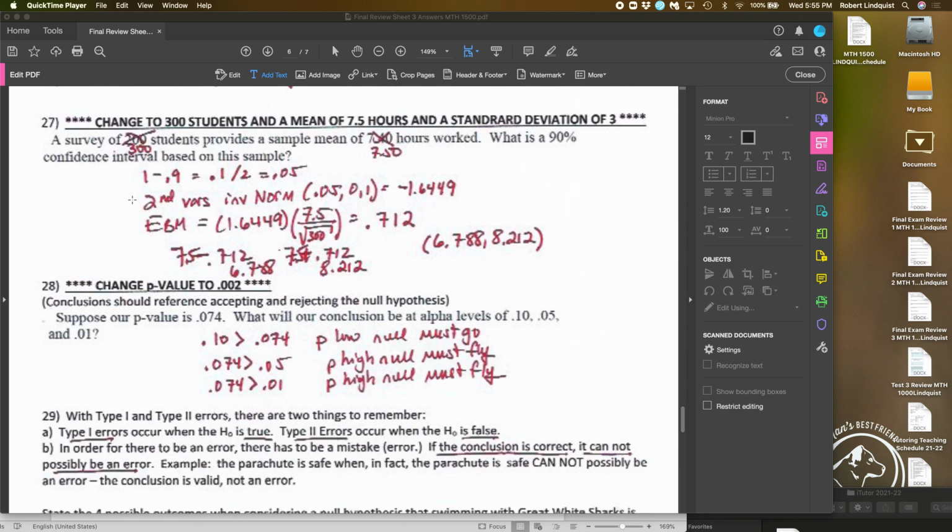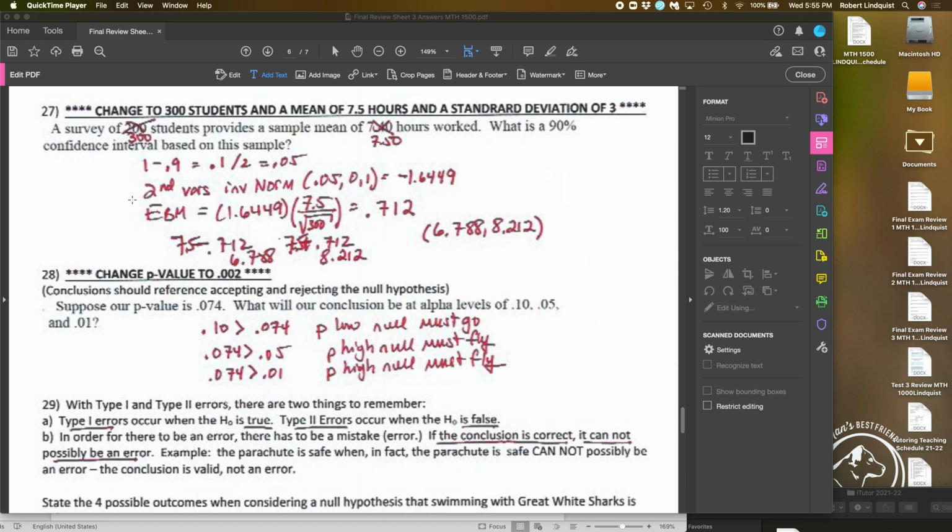Number 27. For this problem, we're going to change to 300 students and 7.5 hours worked instead of 7.4. Standard deviation is 3. To do this, the first thing we have to do, when we look for the confidence interval, is figure out, okay, if we have a confidence interval of 90, I want to find what part of the graph is not shaded. By that, I mean the normal curve. So that'd be 1 minus 0.9, which gets me 0.1.